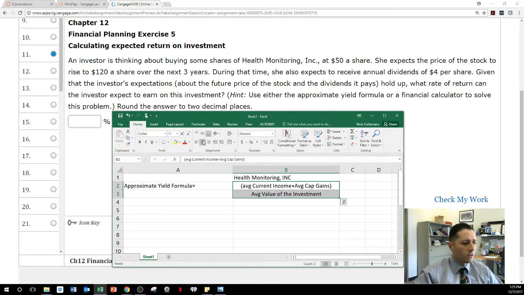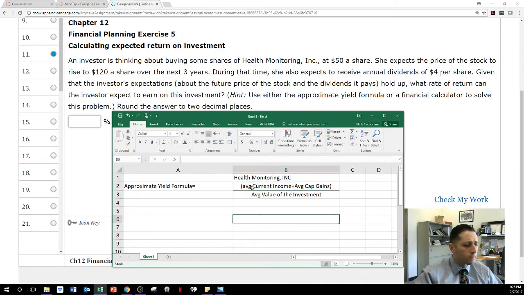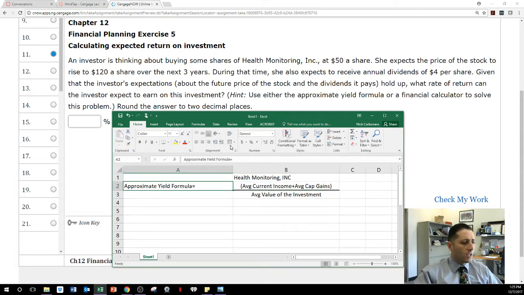All right, let's center those. Let's put a little bar underneath it so we can see that division sign. We'll do a thick bottom border so that everybody can see. And we have that right there: the average current income plus the average capital gains over the average value of the investment. We'll make that right justified. Good.